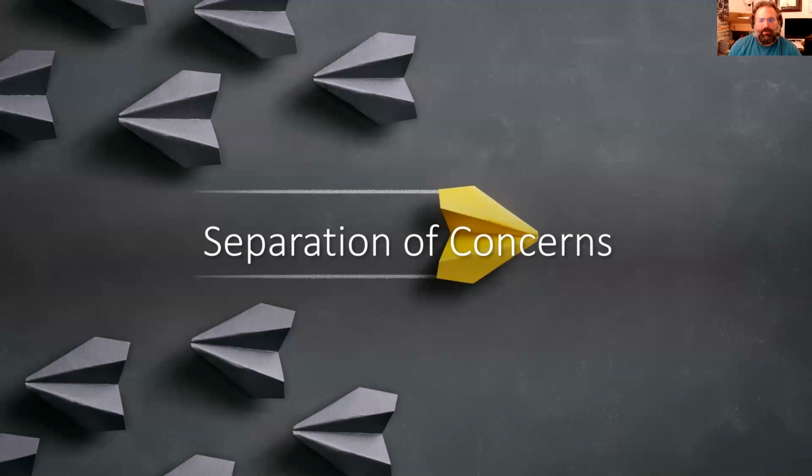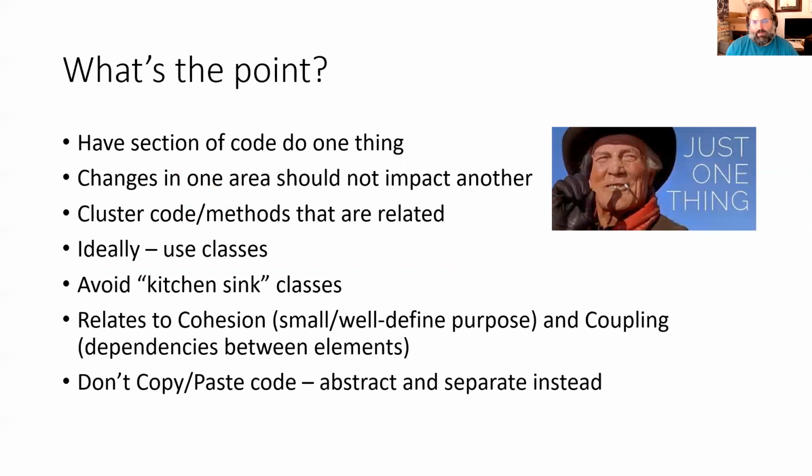Moving on to separation of concerns. So what's the point? Your basic idea whenever you're building or writing code is to have things together that make sense to be together, and they do, generally speaking, one thing. And they do it well. That's the intent of this talking point, to make sure that your code, be it a file, a class, or whatever it might be, has things that go together and do one set of operations that make a lot of sense to be together.